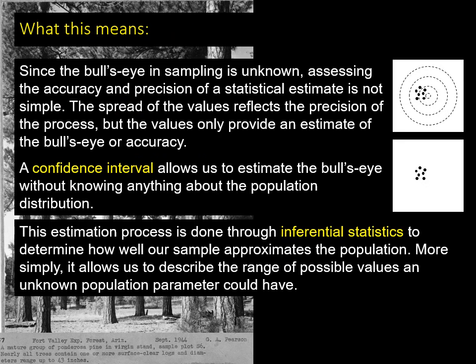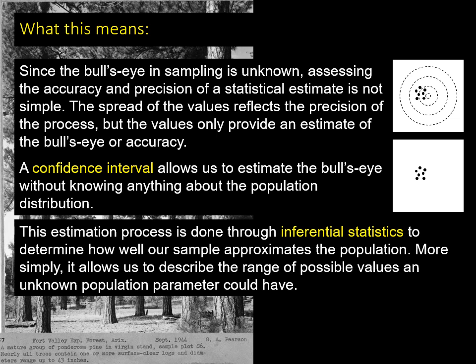What if I had to tell you to shoot at a bullseye without knowing where the bullseye was? This is the case in sampling since the bullseye is unknown, meaning assessing the accuracy and precision of a statistical estimate is not very simple. The spread reflects the precision of the process, but the holes from the arrows only provide an estimate of the bullseye's accuracy.